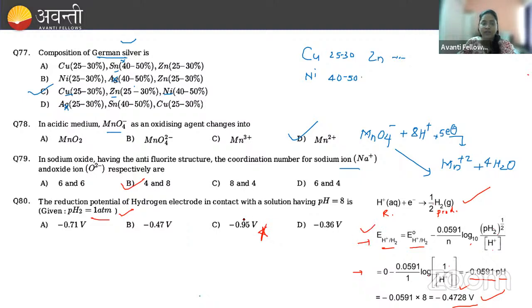Pressure of hydrogen gas. Okay, it is a gas, that's why we are considering the pressure. Any doubt? Okay, very good. Next question.